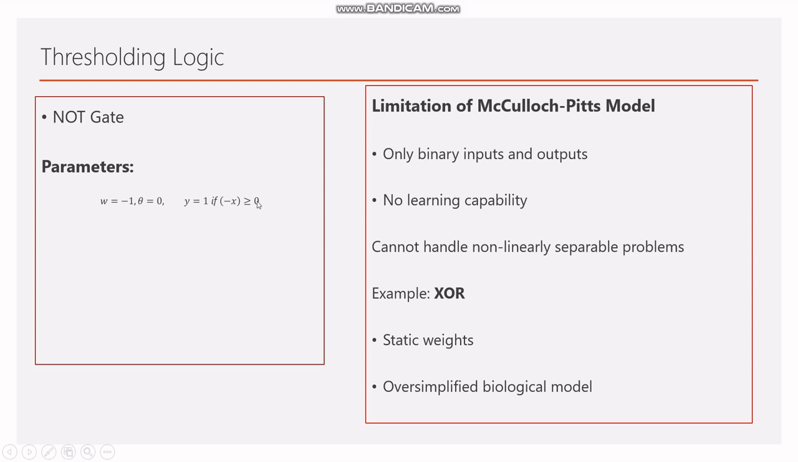Then what are the limitations of this MP model? First of all, we have only binary input and output. There is no learning capability because bias is not present, so it cannot handle non-linearly separable problems, for example XOR. The XOR gate it cannot handle, and it has static weights.